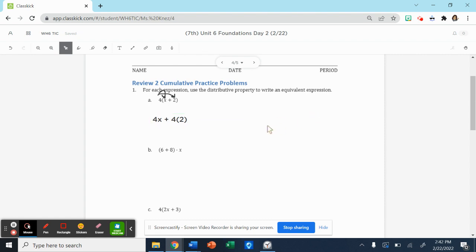If you have any questions about today's lesson, please make sure you send me an email. There's also an exit ticket and homework that's posted in today's folder.